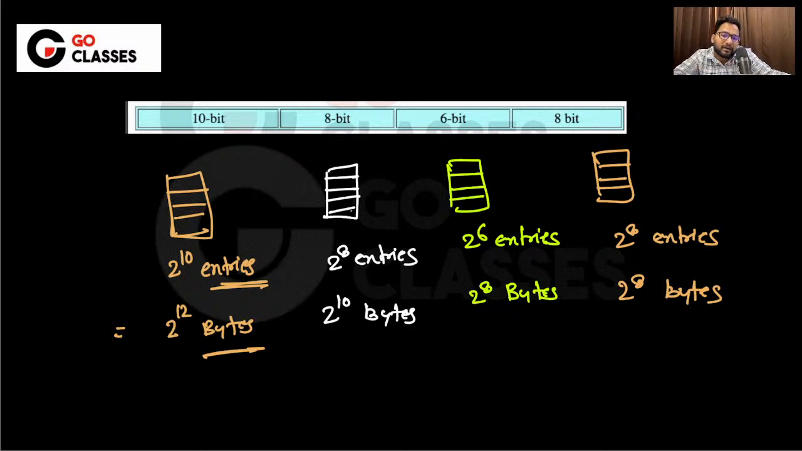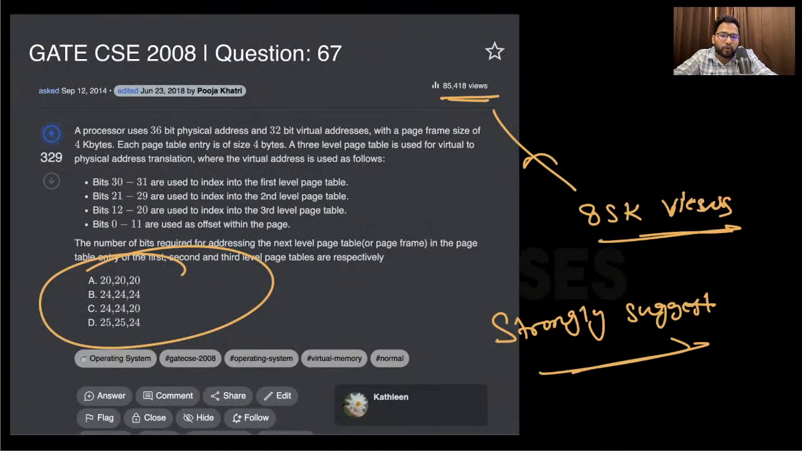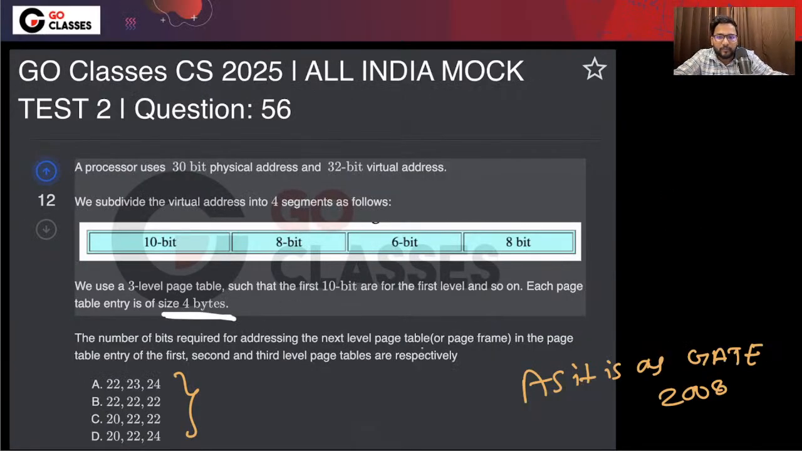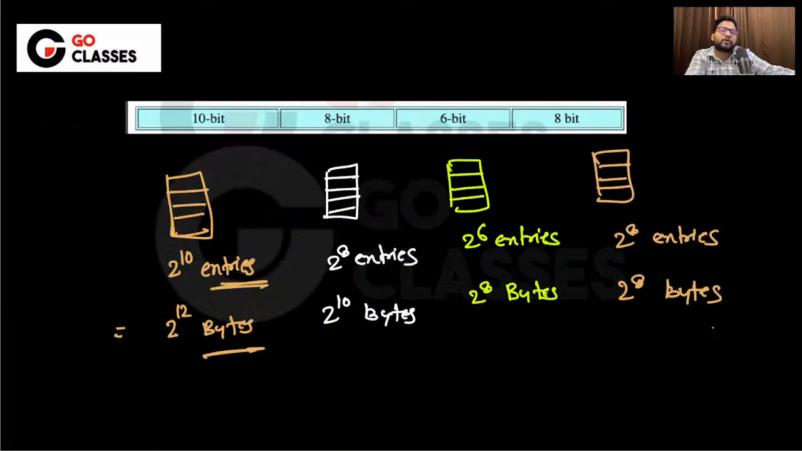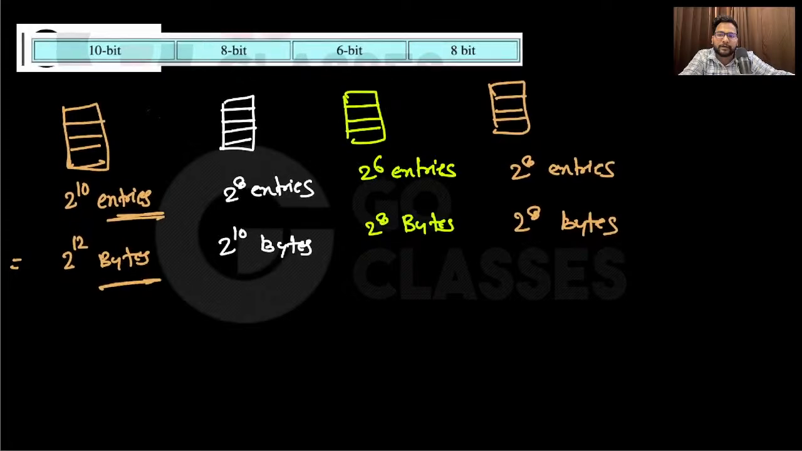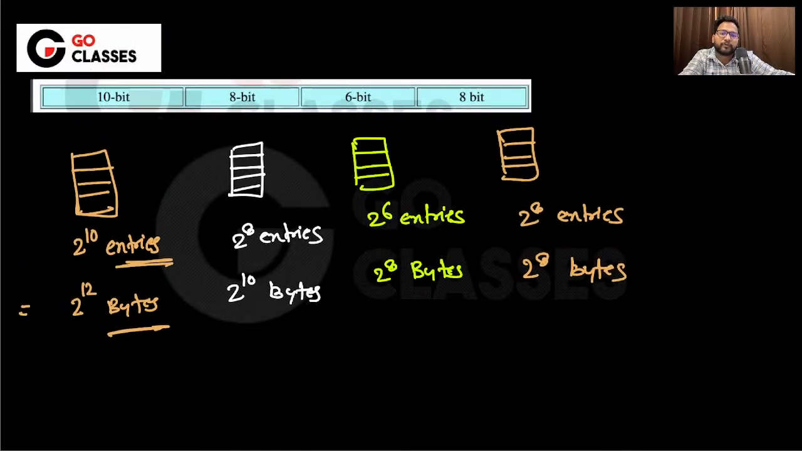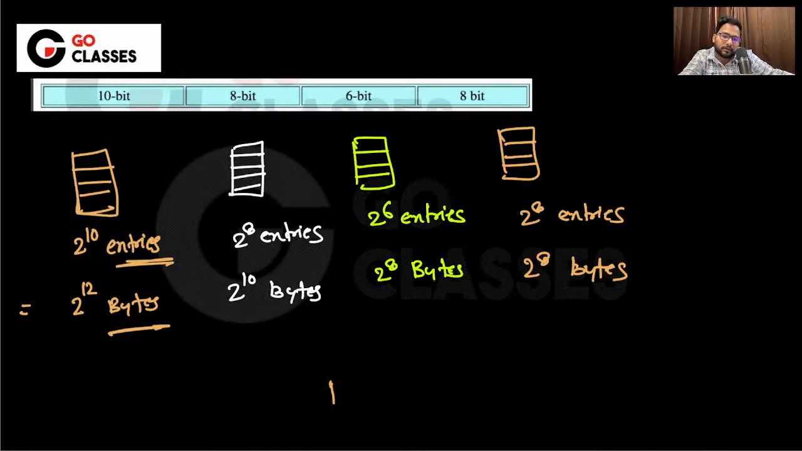Now see here that this is 2 power 8 bytes. If you want to point to this 2 power 8 bytes, see what the physical address space is. The physical address space size is given to you, which is 30 bits, right? 30 bits physical address space. Ultimately all of this will be stored in the physical address space only, right? In the physical memory only. All of this ultimately has to be stored in the physical memory only. So the physical address space is given to you as 30 bits, right?